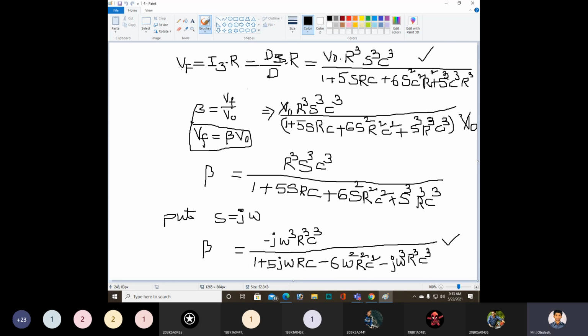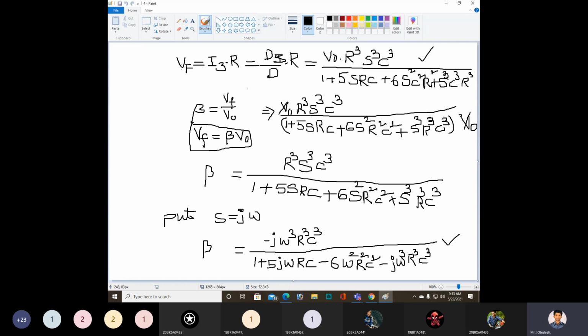V naught into R cube S cube C cube by 1 plus 5SRC plus 6 S square C square R square plus S cube C cube R cube. Then you know the beta is equal to feedback voltage divided by output voltage. You know the Vf value, right? Substitute the Vf value. After substituting the Vf value in the beta equation, V naught will cancel. Then beta is equal to R cube S cube C cube by 1 plus 5SRC plus 6 S square R square C square plus S cube R cube C cube.